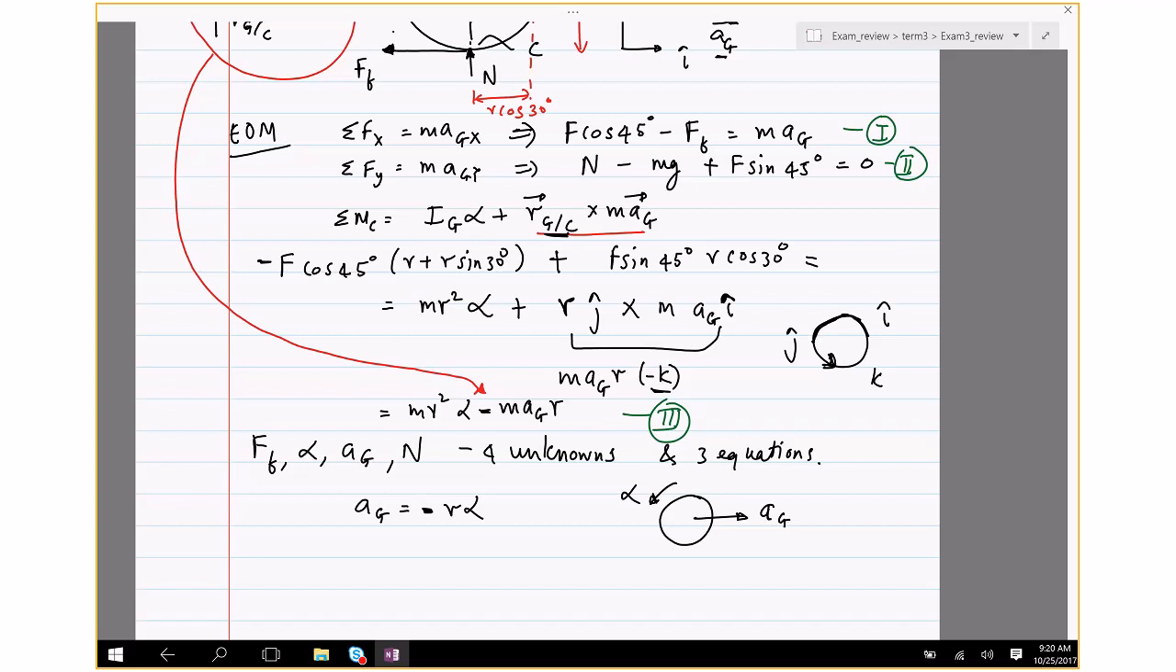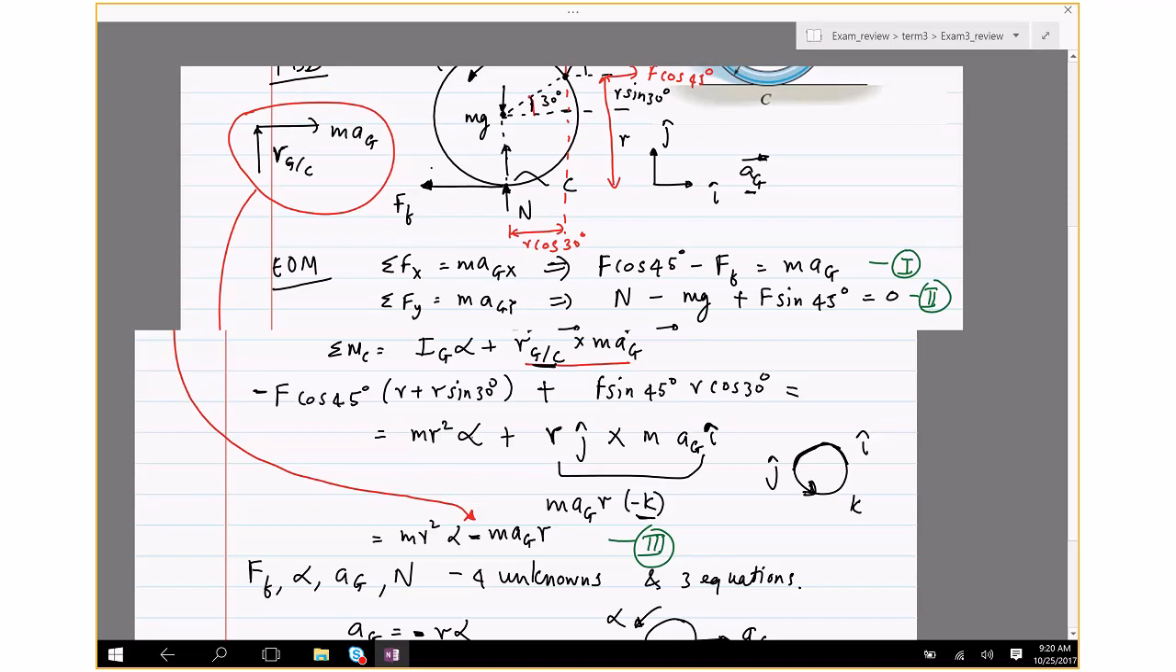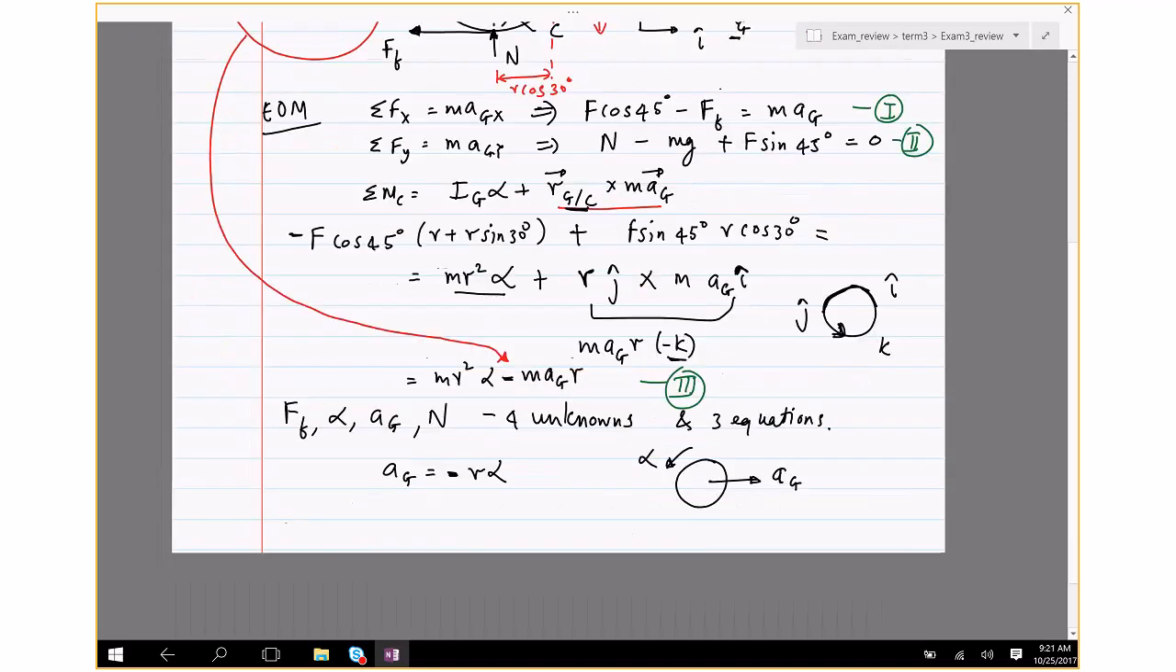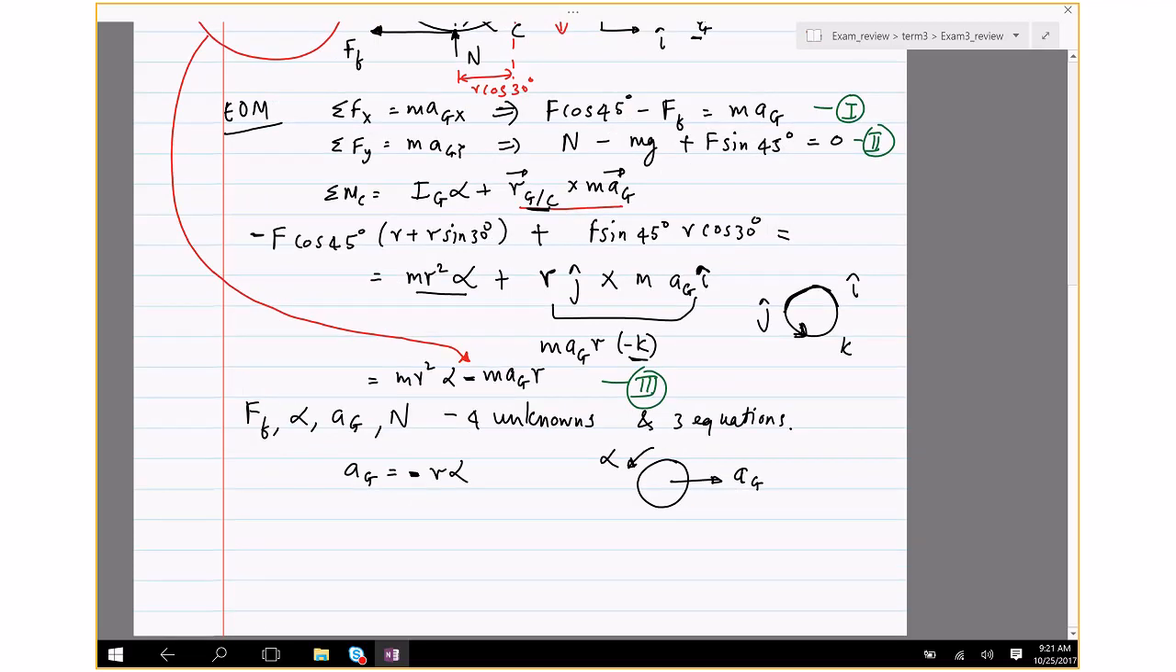Yes, it's absolutely fine if you assume it clockwise. If you assume it clockwise, the change you'll have to make is AG will be R alpha, and then on top where I wrote this equation, you'll have to put a negative sign, and you'll be good. I'm just trying to make it so that my unknowns are always in the direction which I assume to be positive. So counterclockwise is positive, so I took alpha in that direction.